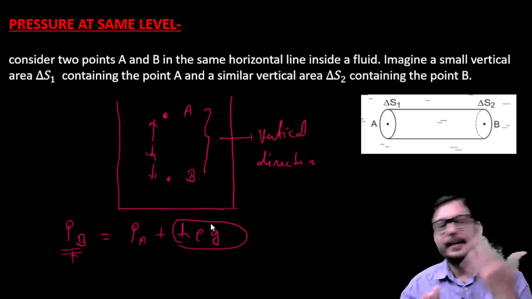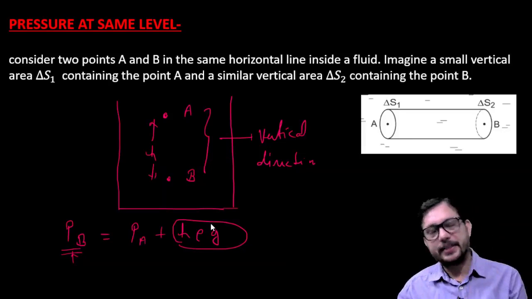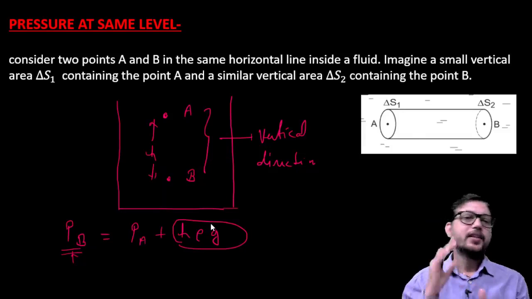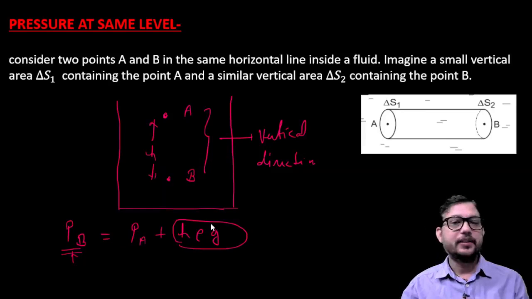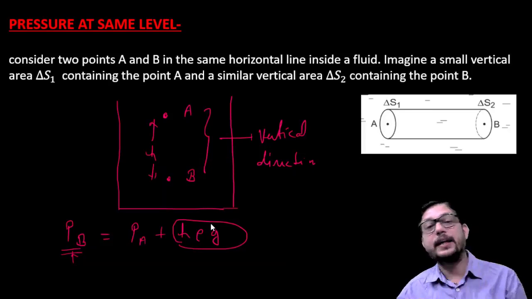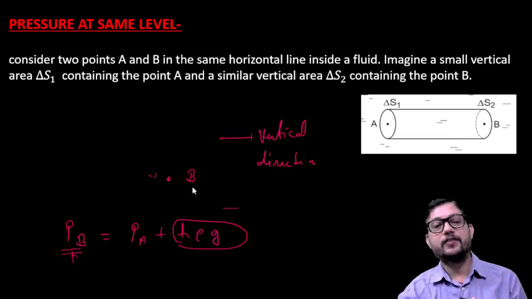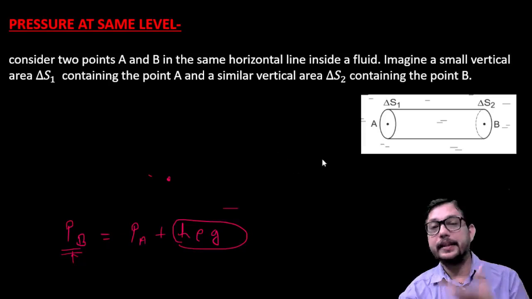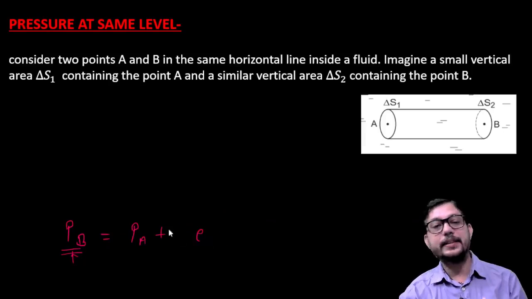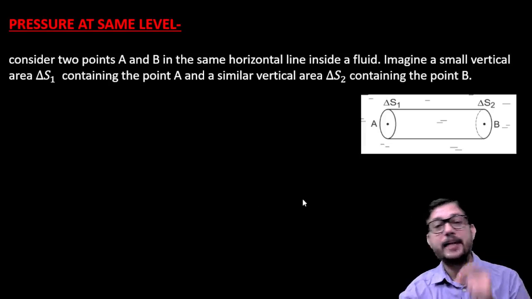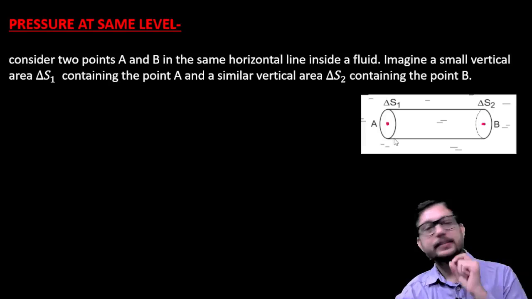I hope that lecture was completely understandable for you. Now, in this lecture, we will discuss the pressure at the same level. What will happen if the points are at the same level? It means we have a container, as you can see in the diagram shown here. But now the condition is that we have a point A and a point B, and both are at the same level.